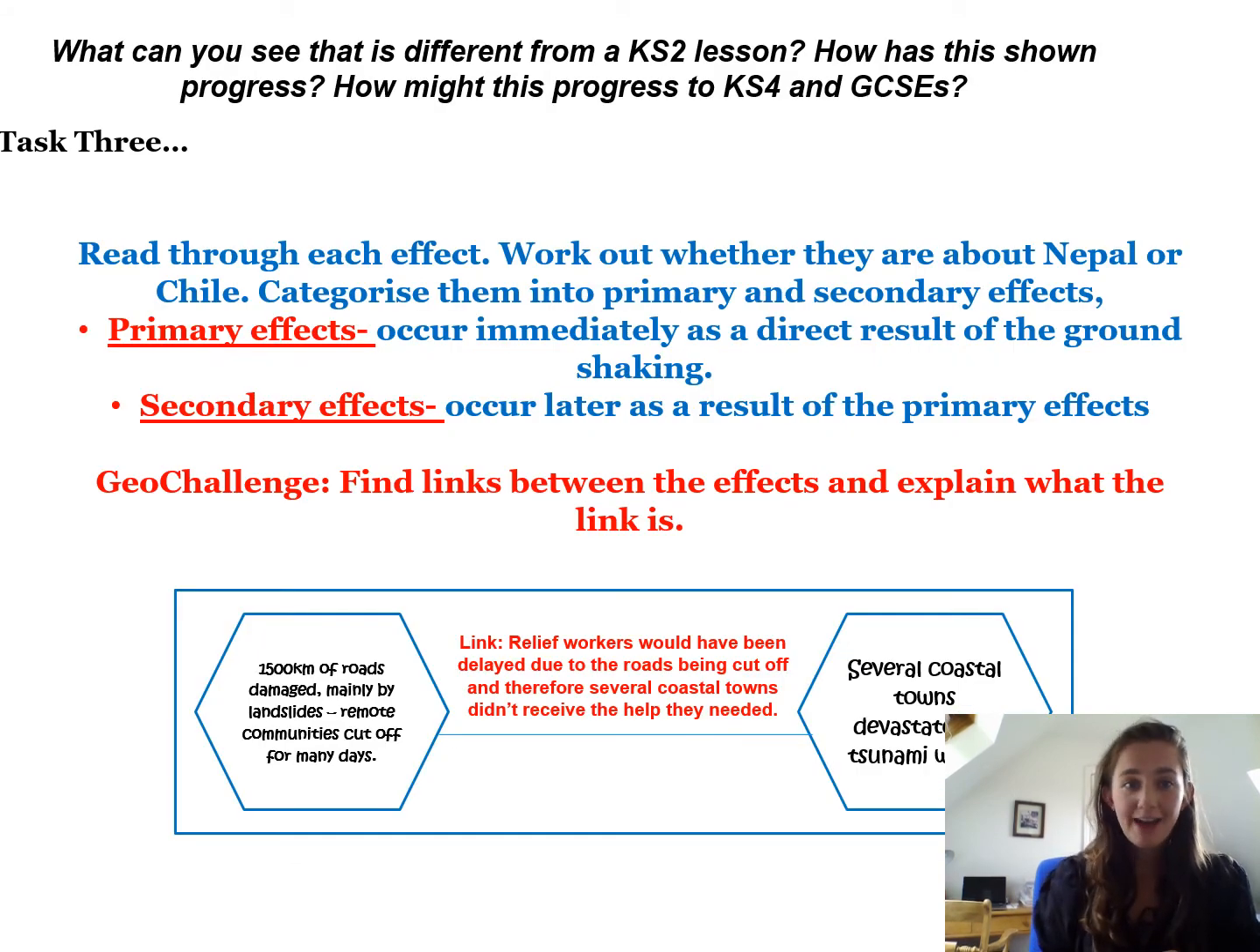Here we're looking at the effects, not just effects, primary and secondary effects. So asking them to categorise in much more detail, and then potentially even as a challenge at the bottom, trying to find links between the effects, explain what the link is. So not just saying this happened, but this happened which meant that this happened, or this was a primary and this was a secondary.